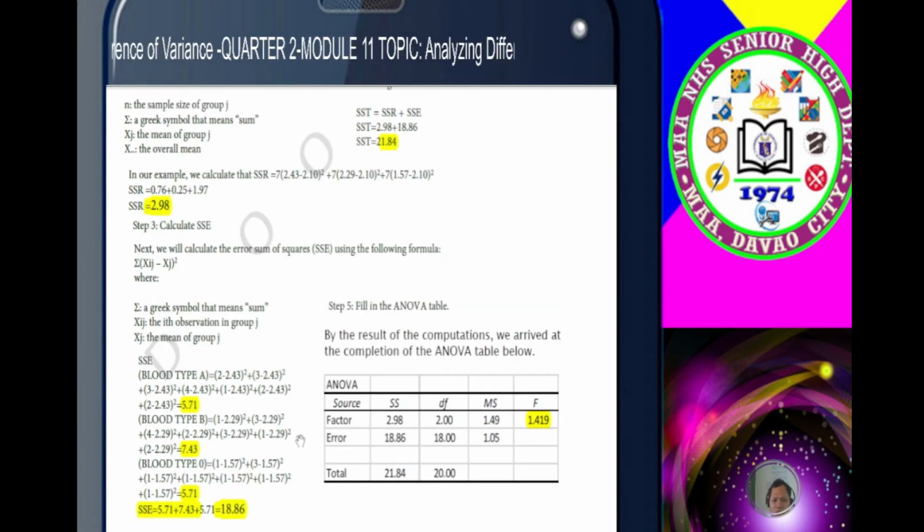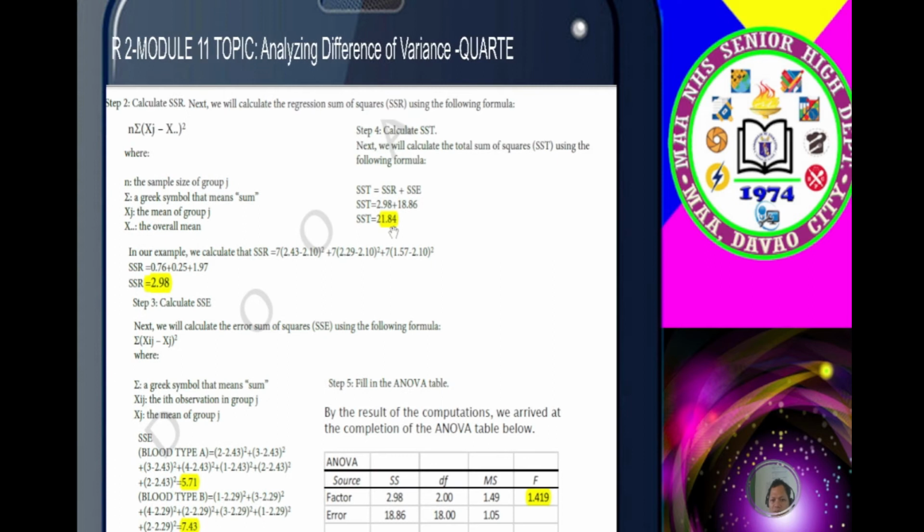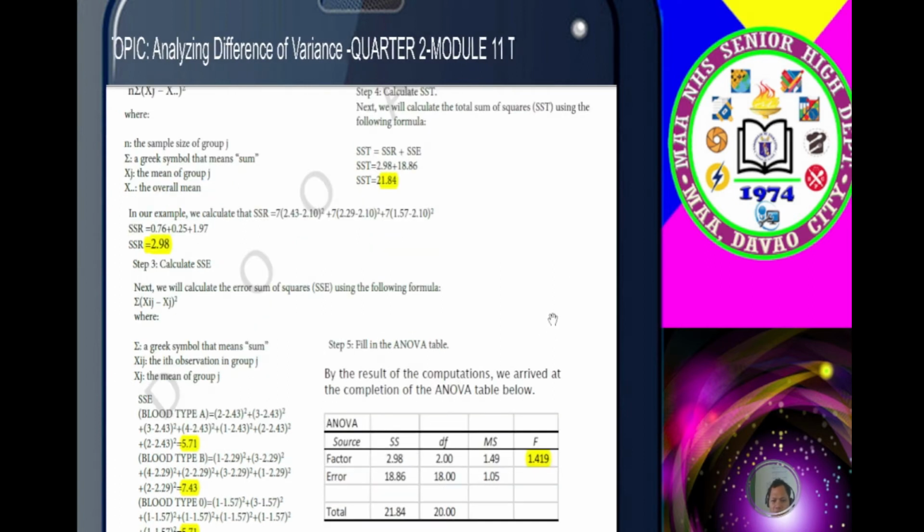Then we'll now compute for the total. For the total, simply add the SSR and SSE. So the answer would be 21.84. Then let's summarize the data in our table.